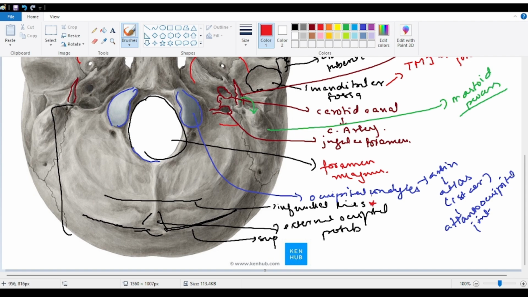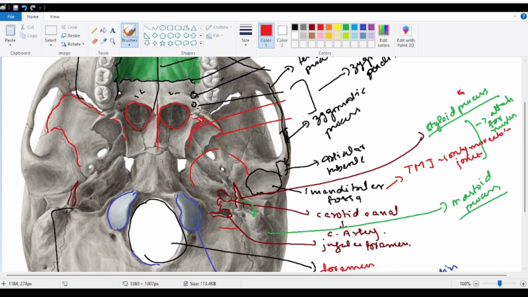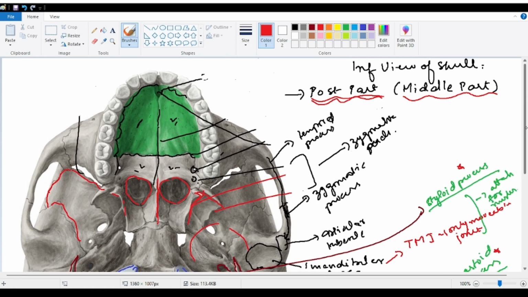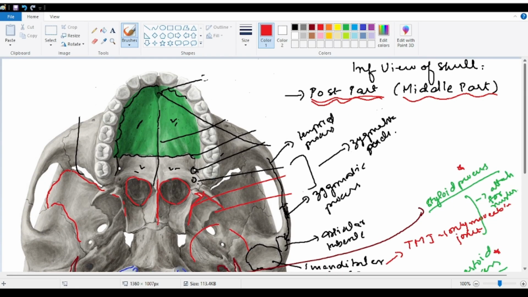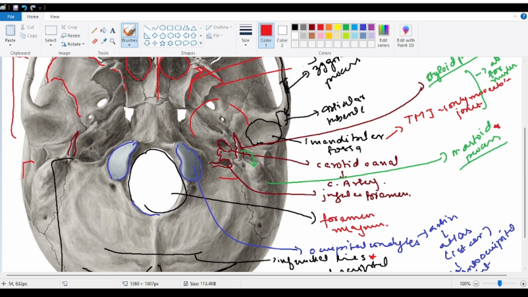So this is an attachment point for muscle, this is an attachment point for muscle, and also the styloid process and the mastoid process are attachment sites for muscles. So this was all about the inferior view of the skull. First of all, we discussed the most anterior part, then we moved on to the middle part, and lastly we discussed the posterior part of the inferior view of the skull.